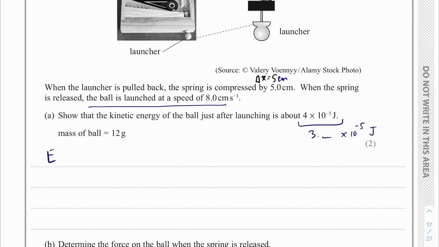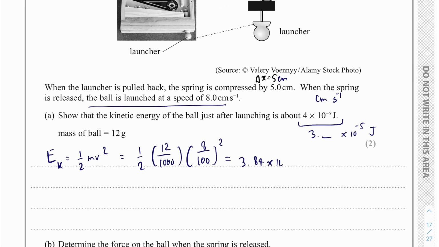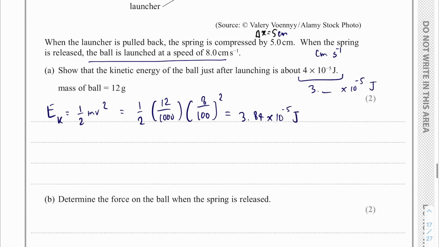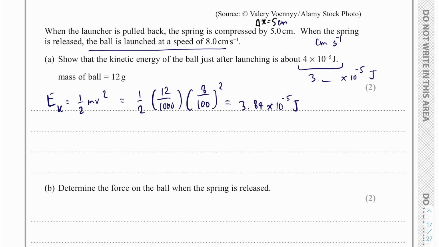So we know EK, the formula is half mv squared. We know half. Mass we can't do in grams, so we have to divide by 1,000 to get kilograms. Velocity, they're giving us in centimeters per second. We want in meters per second, so we have to divide by 100. And we square it. And we get 3.84 times 10 to the power of negative 5 joules. And what did we say? We want only one more figure after 3 point. That will be EK equals 3.8 times 10 to the power of negative 5 joules. This is our answer.